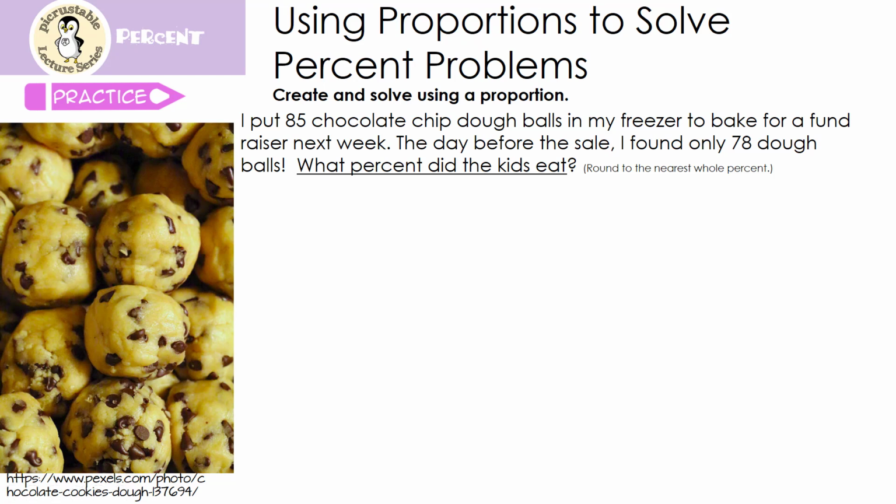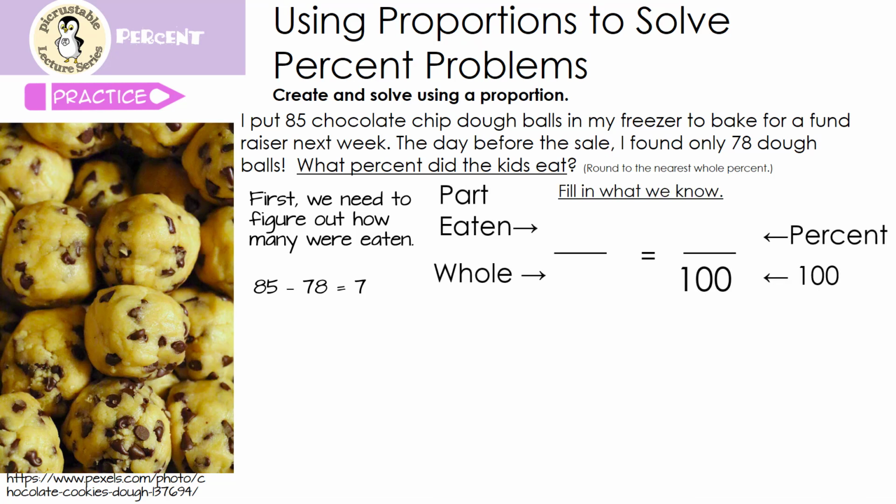I put 85 chocolate chip dough balls in my freezer to bake for a fundraiser next week. The day before the sale, I found only 78 dough balls. What? What percent did the kids eat? First, we need to figure out how many were eaten. 85 minus 78 is 7. So the kids ate 7. But the question asks, what percent did the kids eat?